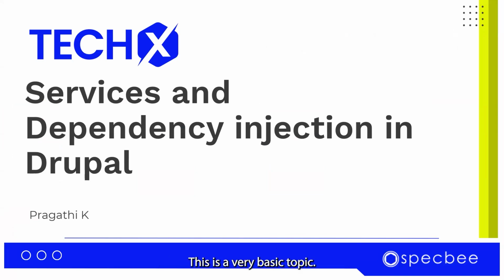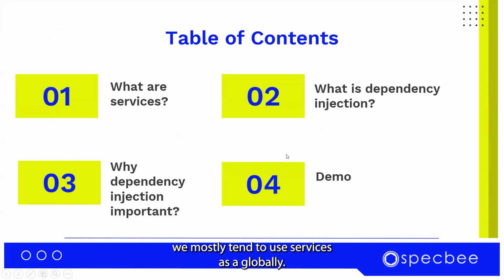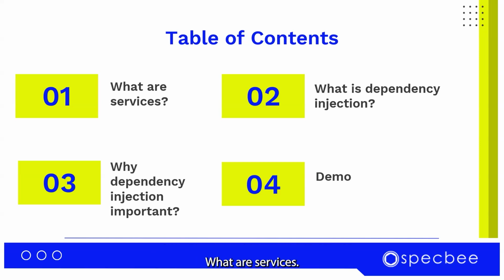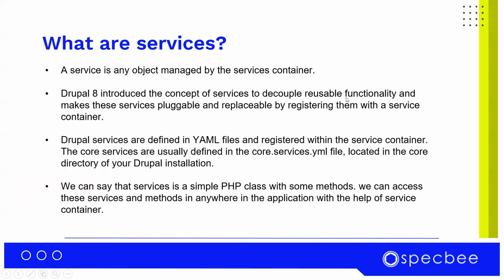This is a very basic topic, we are all aware of services and dependency injection. I just wanted to give a brief on why dependency injection is important, because we mostly tend to use services globally. So I'll give a brief on how exactly we have to use dependency injection. The topics I'll be covering today are what are services, what is dependency injection, why dependency injection is important, and a small demo on it.